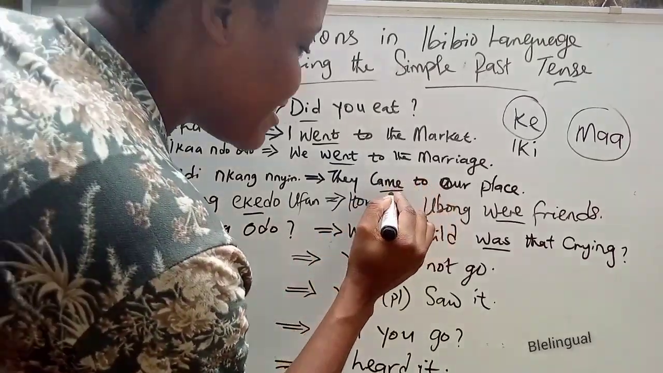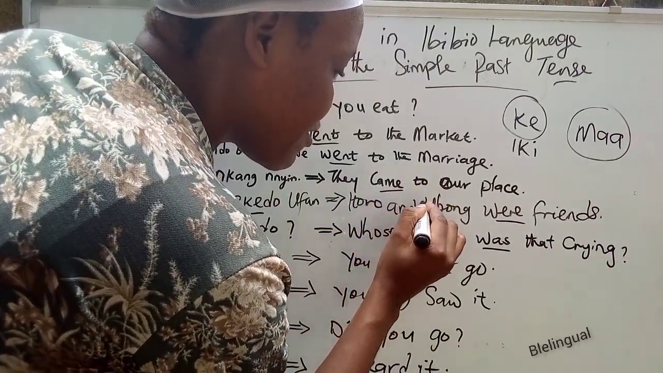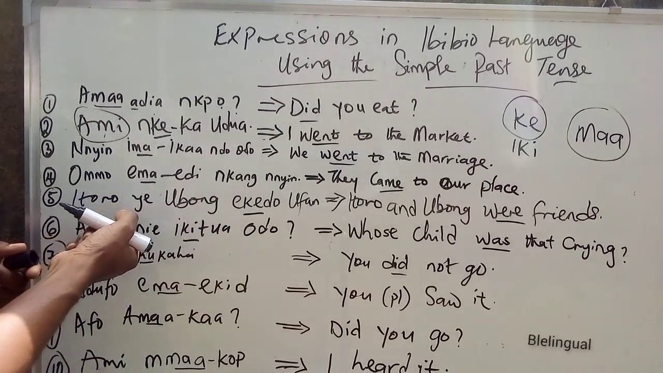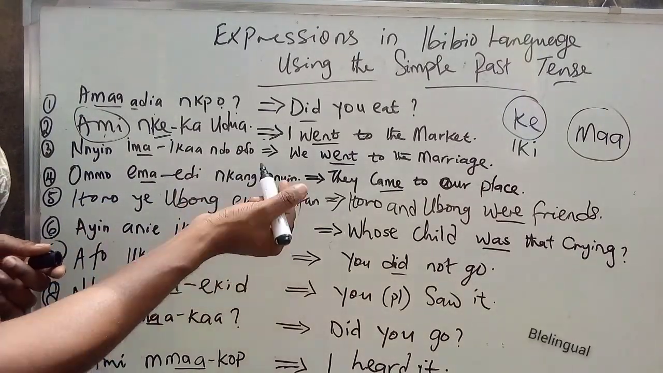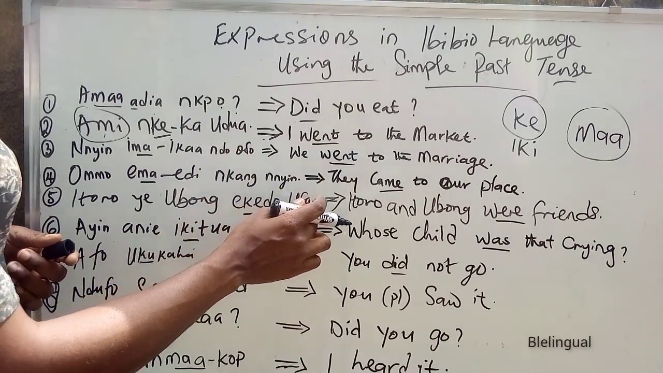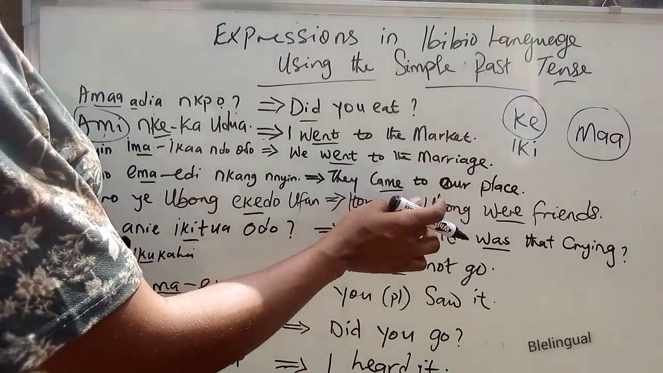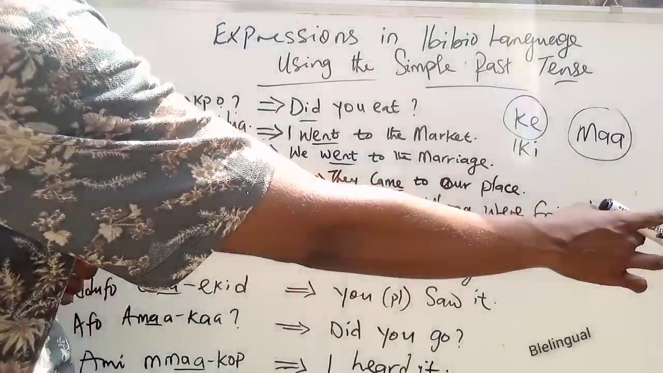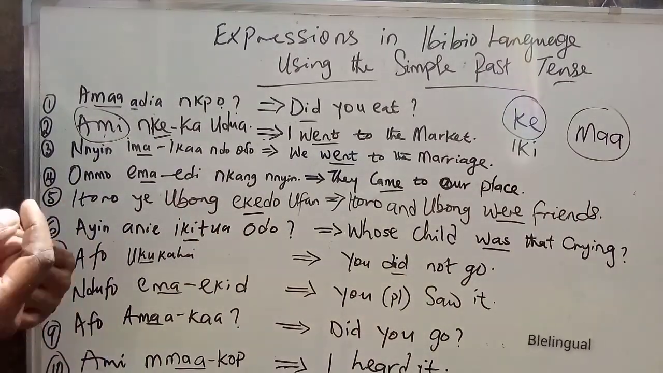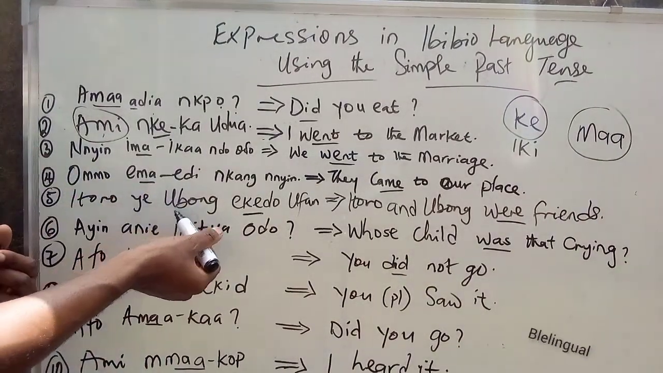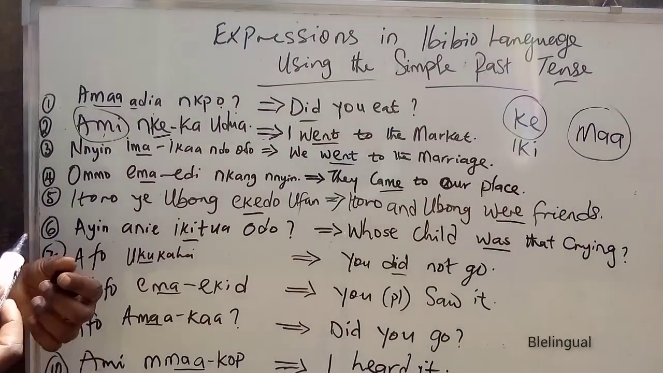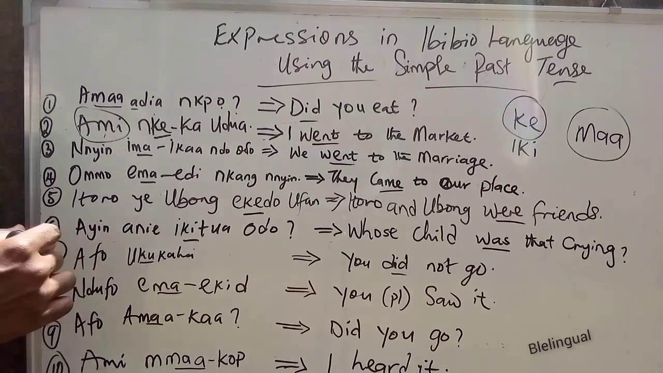Itoro and Ubong. Now, if you happen to say Itoro ubong edo, you get rid of the past tense marker. Itoro ubong edo ufan. That will give you Itoro and Ubong are friends. But if they were friends before now, when the speech is being made, that means Itoro ubong ekedo ufan. They were friends.